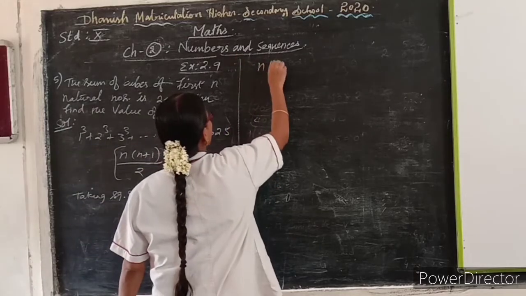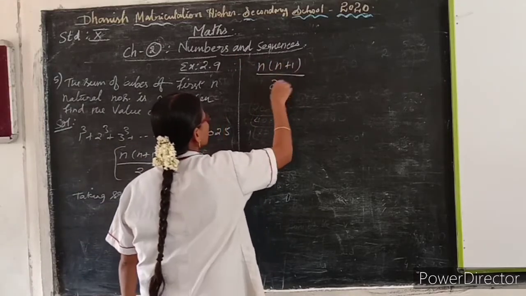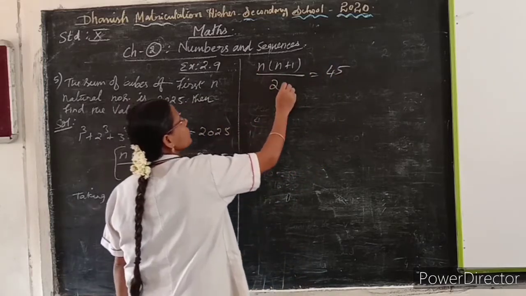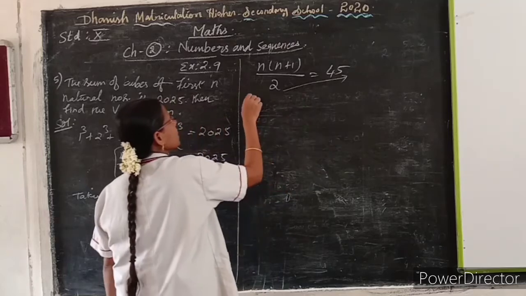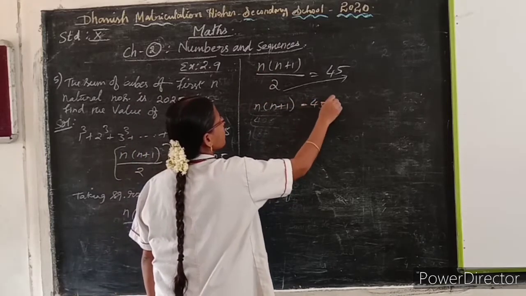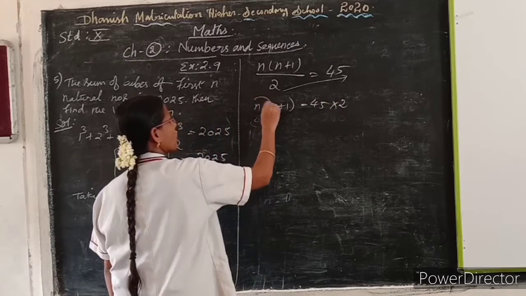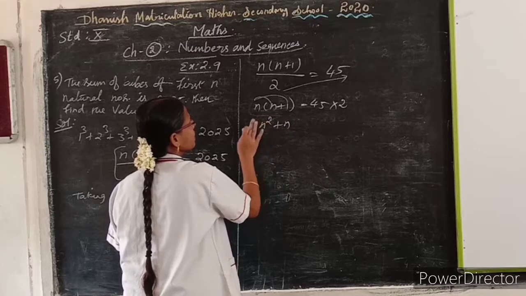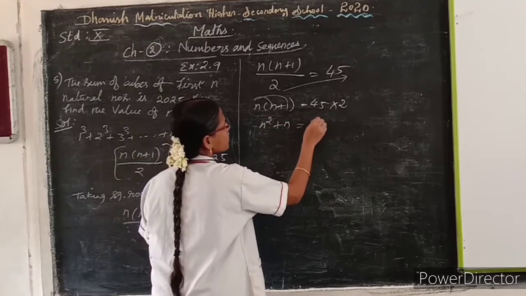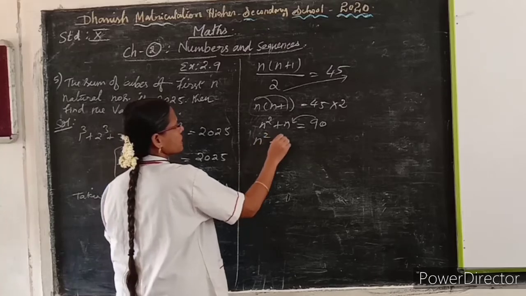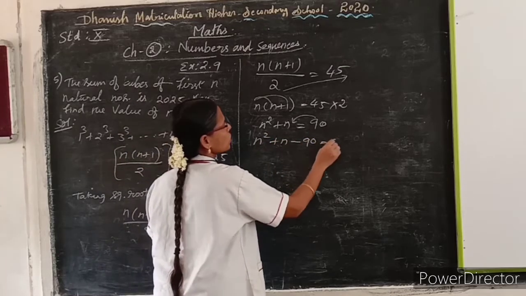n into (n plus 1) by 2 is equal to 45. We need to find n only, so transfer the 2 to that side. n into (n plus 1) is equal to 45 into 2. Now multiply: n square plus n is equal to 90. Transfer: n square plus n minus 90 is equal to 0.